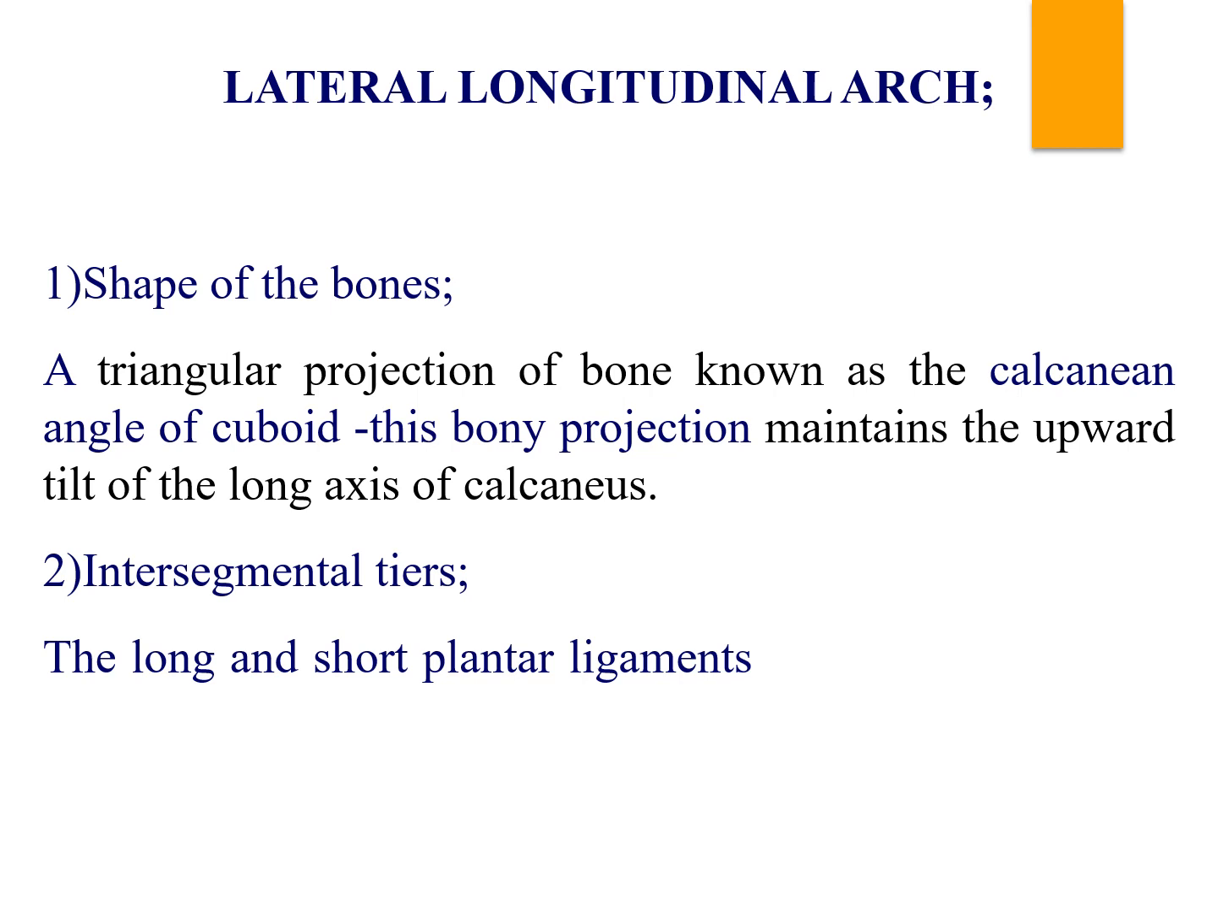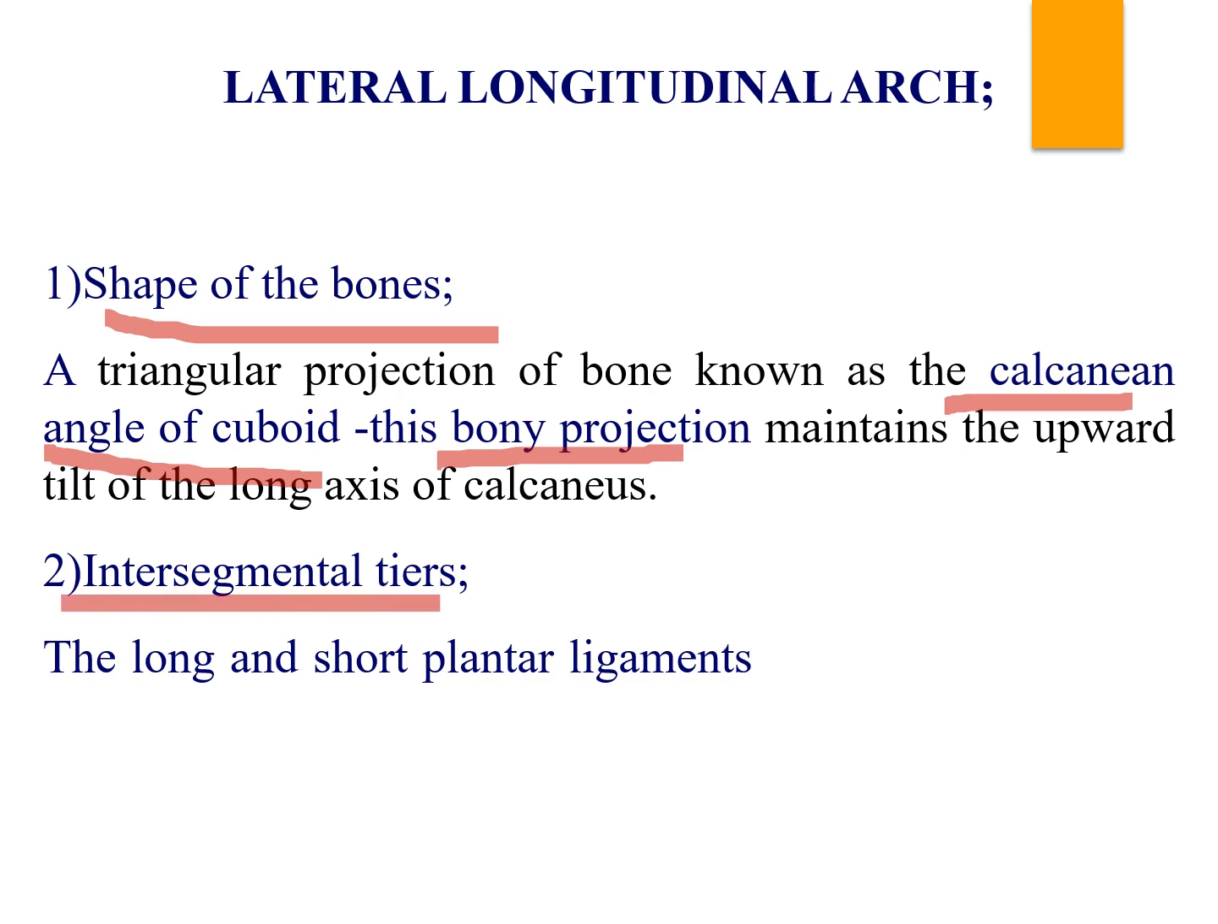Lateral longitudinal arch: again, we will see the factors which support the lateral longitudinal arch. Shape of the bones: a triangular projection of bone, the calcanean angle of the cuboid. This bony projection is very important. Intersegmental tires on the lateral side are the long and short plantar ligaments.